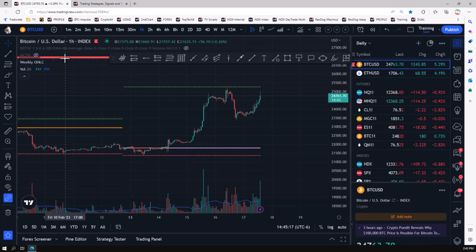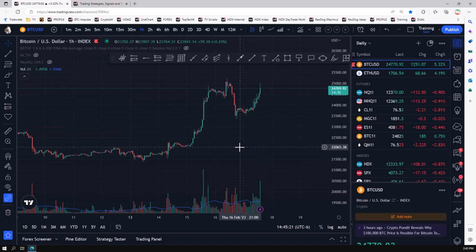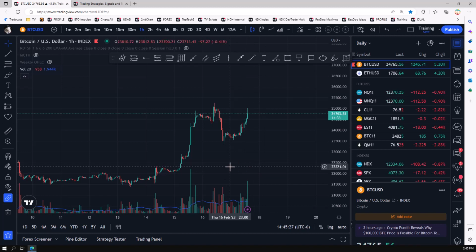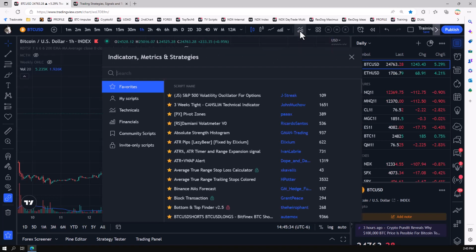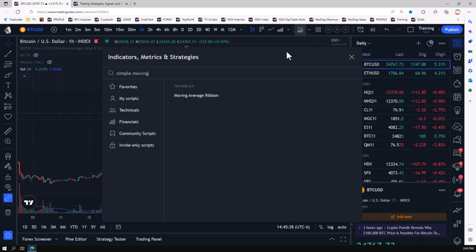Those are indicators in a basic form. One of the most basic indicators I'll introduce you to is called a moving average, an SMA, a simple moving average. So if we go here and click on indicators and type in simple moving average.